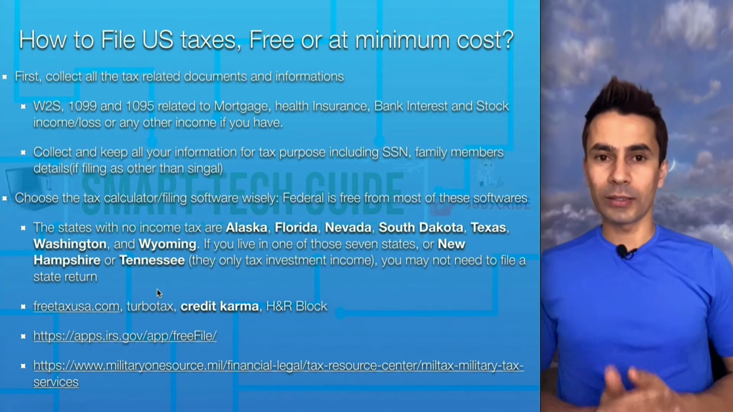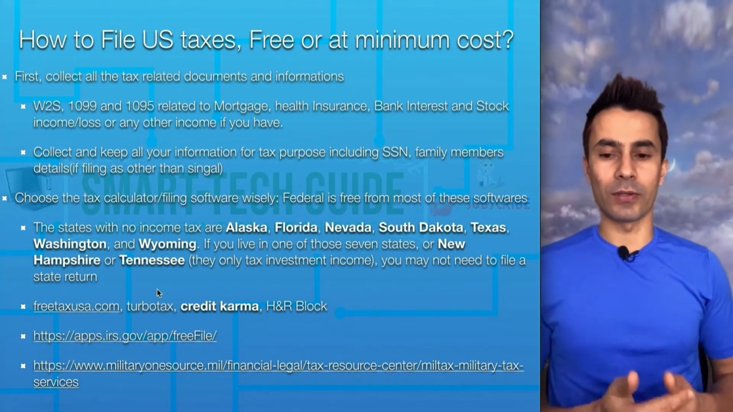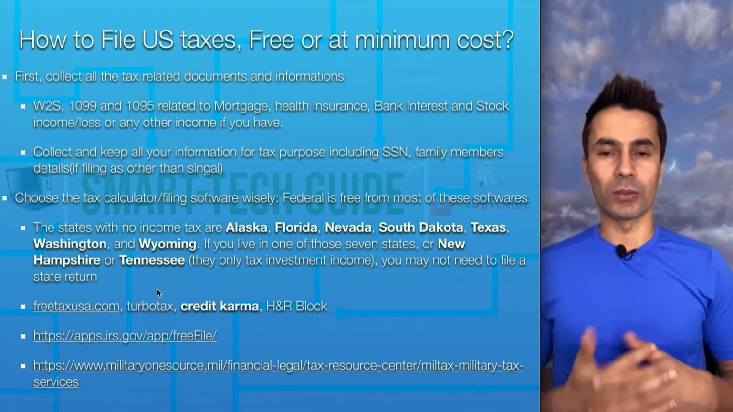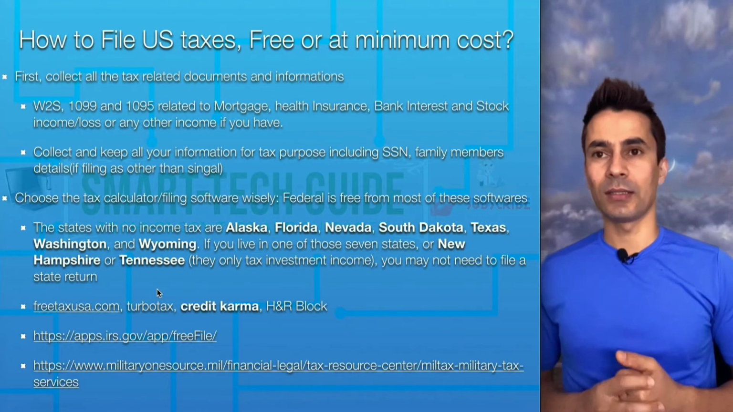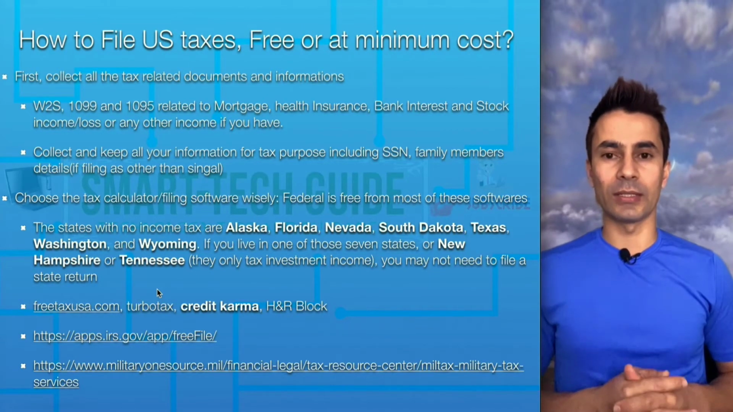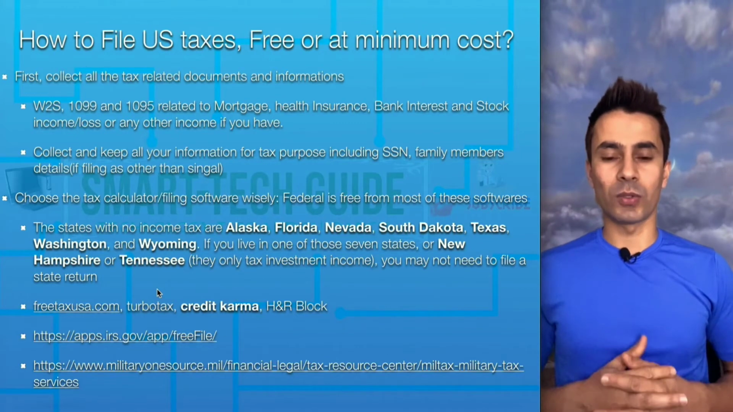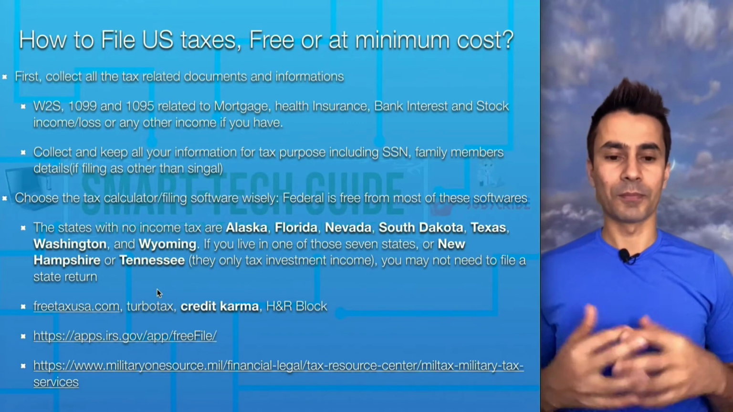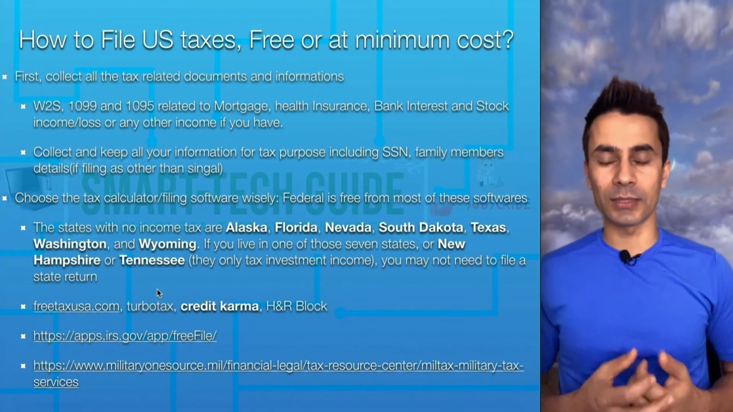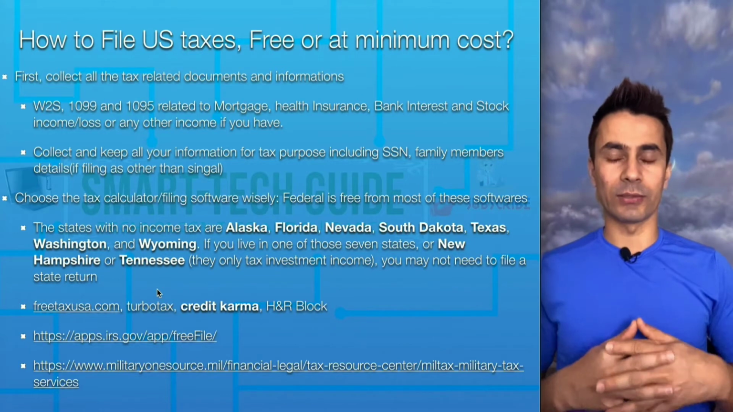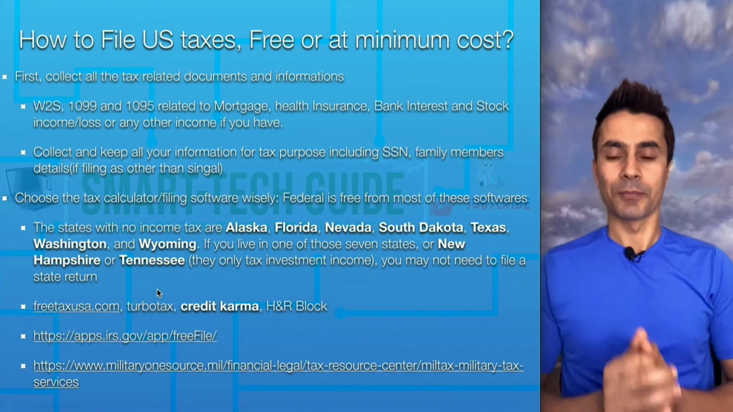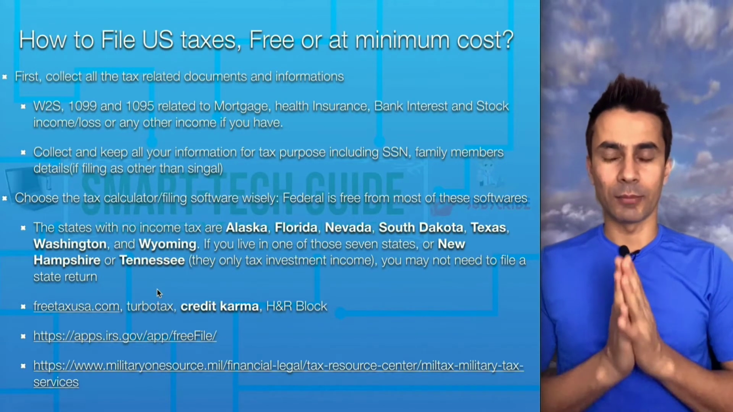First, collect all the documents that you have for income, all the income statements like W2, 1099, 1099 interest, 1099 SSA, 1095, and all mortgage, health insurance, bank interest, or stock market income and loss statements. Gather everything so that you don't have to switch in between and go back to find those documents. Gather everything in one place, make it ready.